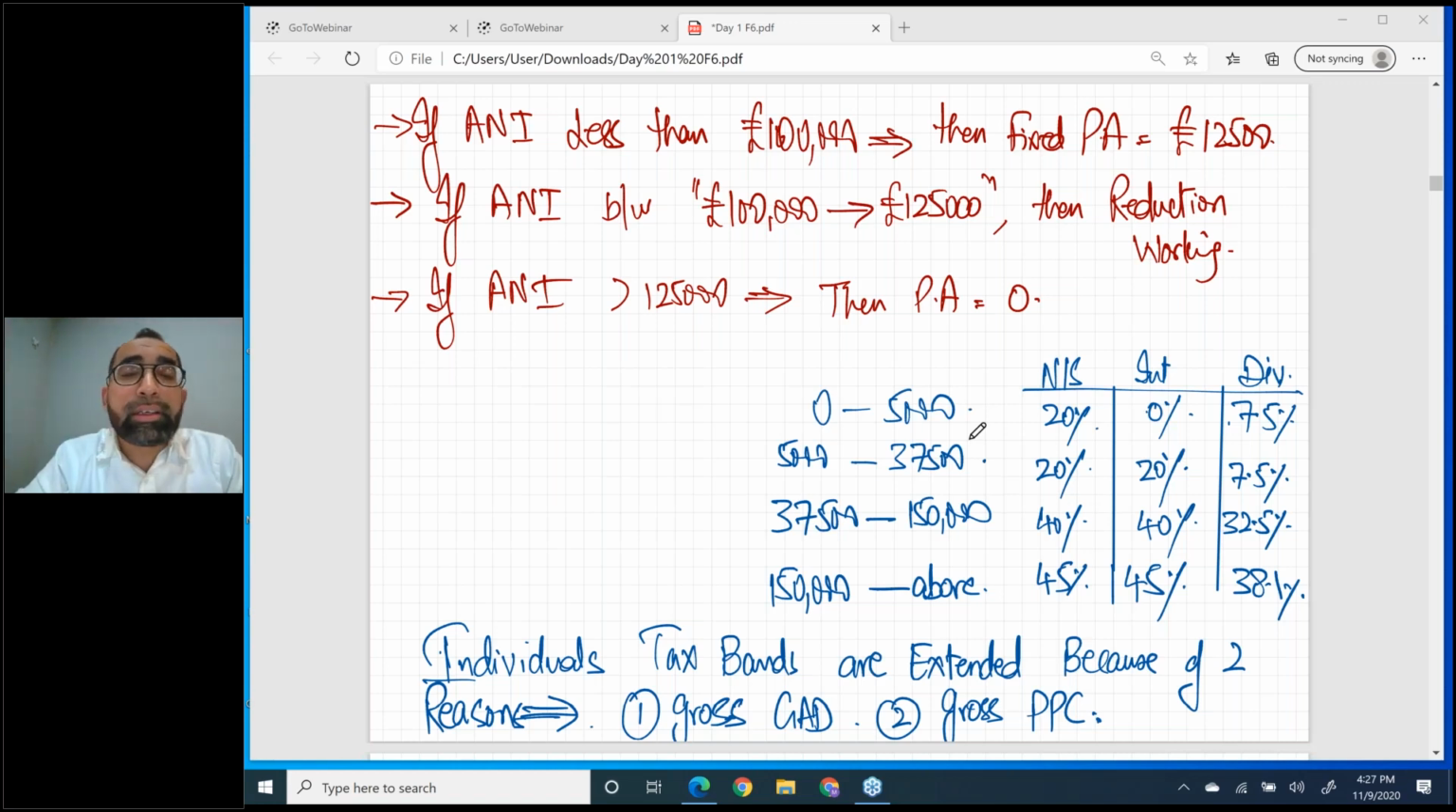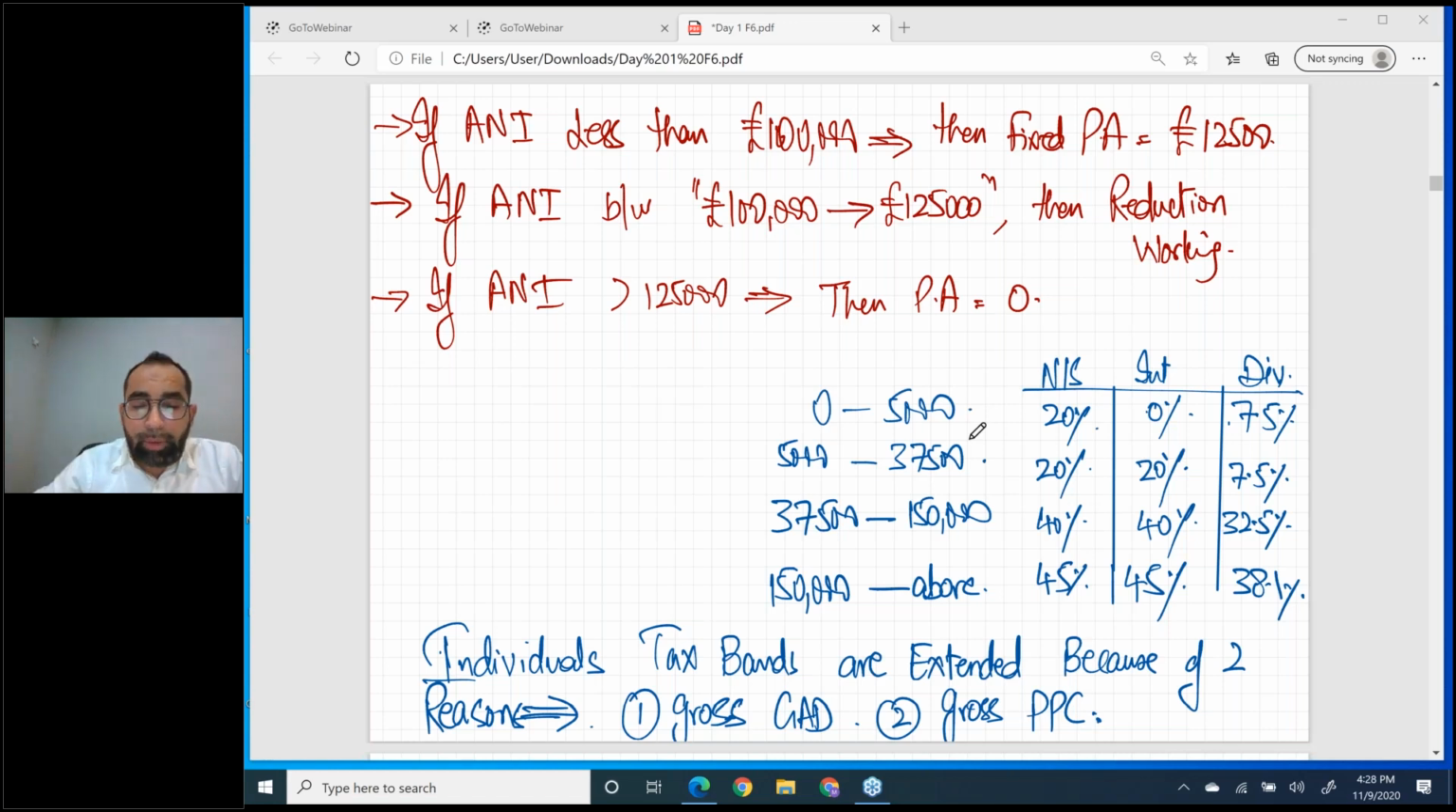Now the question is, sir, which bands do we extend? Only the 37,500 and 150,000. We never strike this small 5,000 band. We can only strike the 37,500 band and the 150,000 band with gross gifted donations and gross PPC.